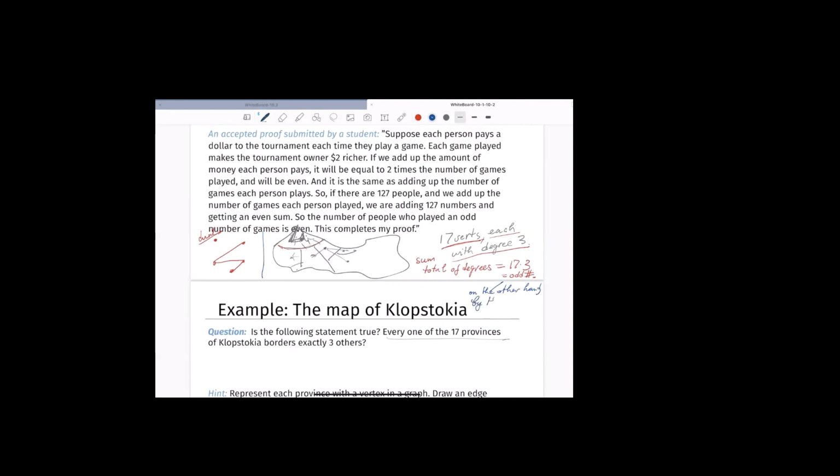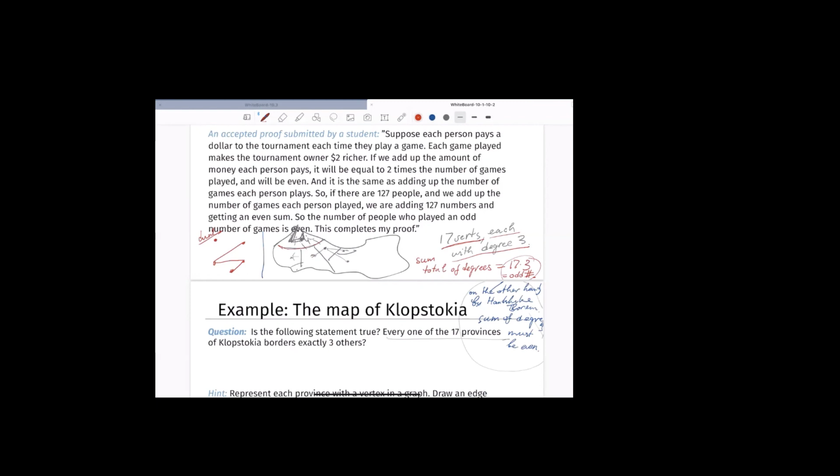by the handshake lemma or theorem, the sum of degrees must be even. So we have arrived at an absurdity, which is that an even number equals an odd number. On the one hand, by the handshake lemma, the sum of all degrees must be even. On the other hand, in this particular situation, the sum of degrees is odd. Therefore, my assumption must have been wrong.